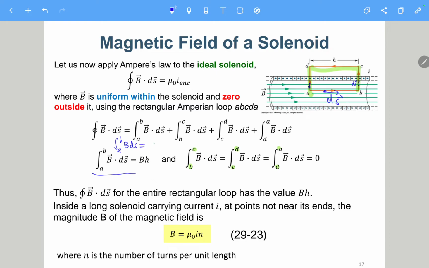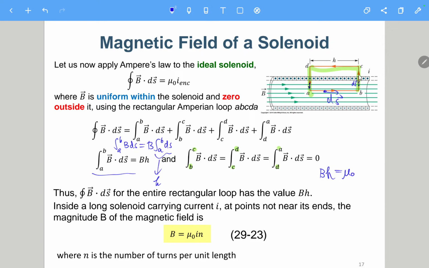So this is nothing but B times the integration from a to b of ds, which is nothing but h. So we have Bh here. On the left side of Ampere's law, we have B times h, and then equals mu naught I enclosed. So mu naught is a constant. Then we need to determine I enclosed.